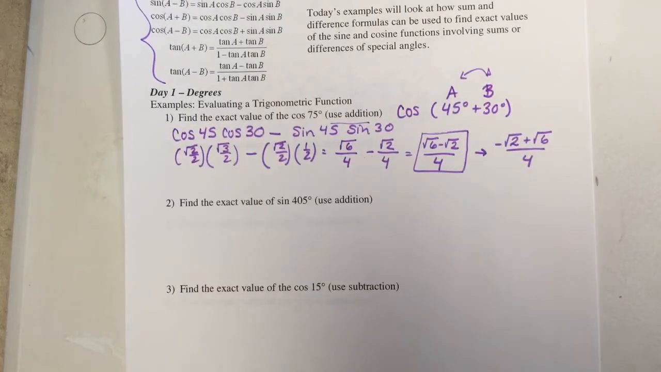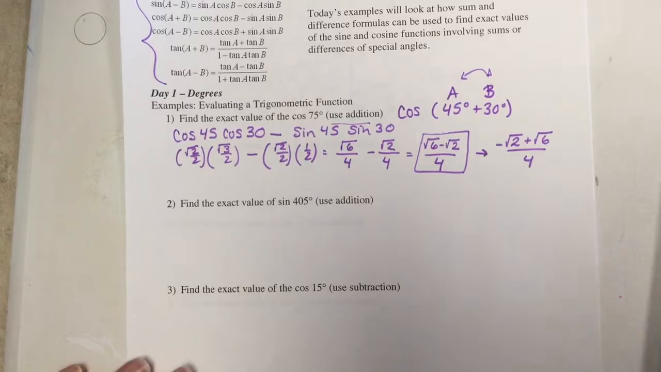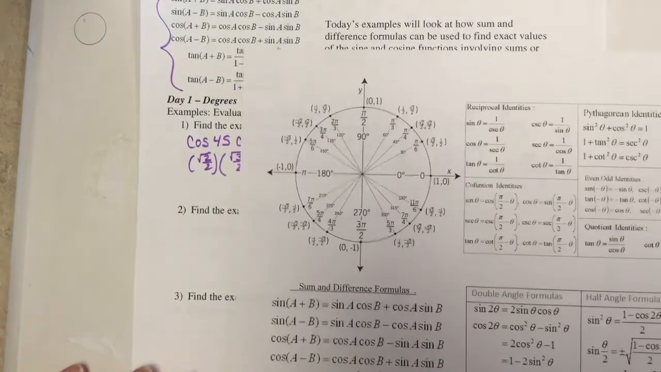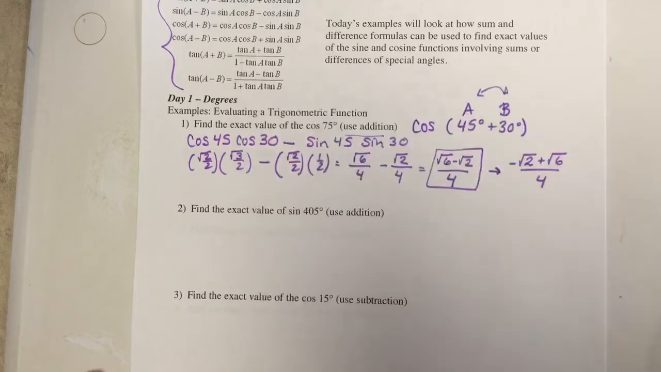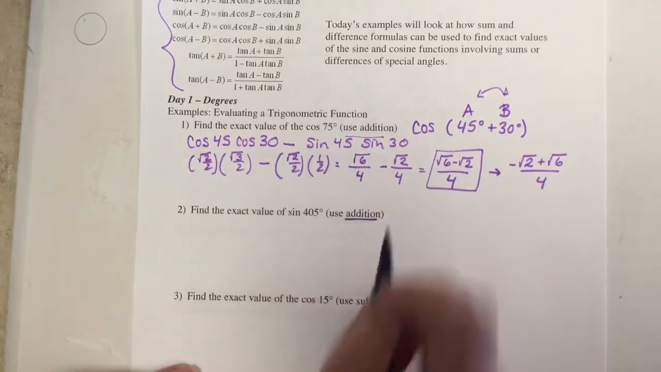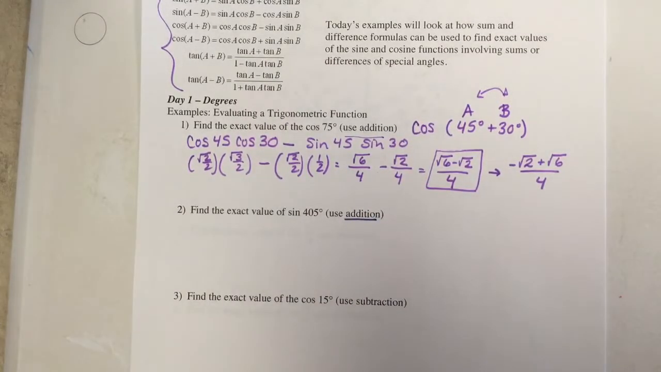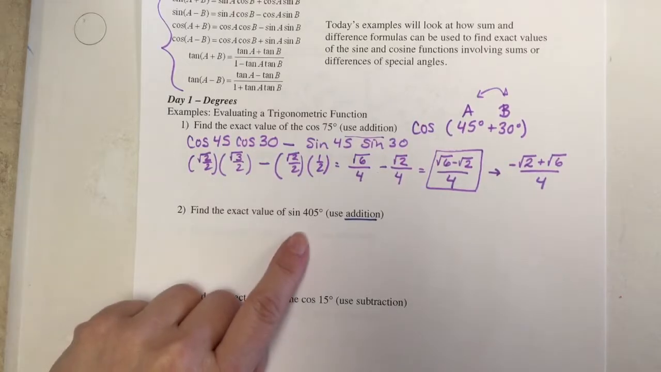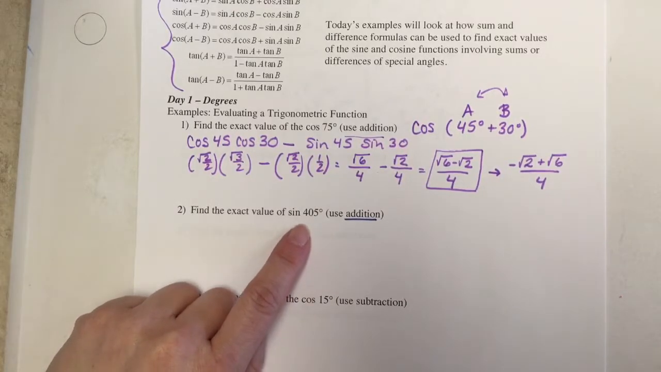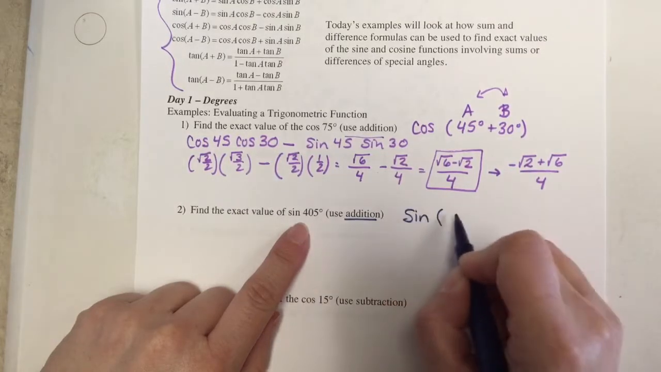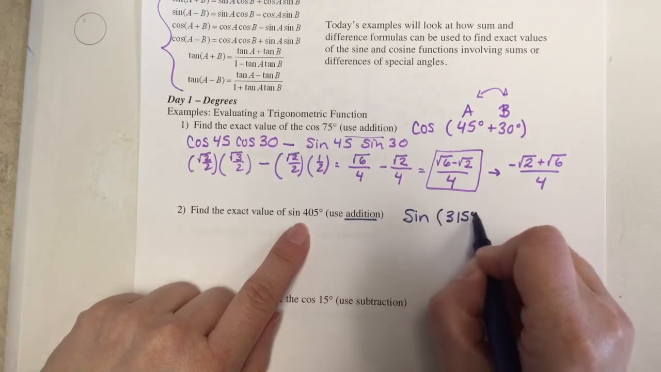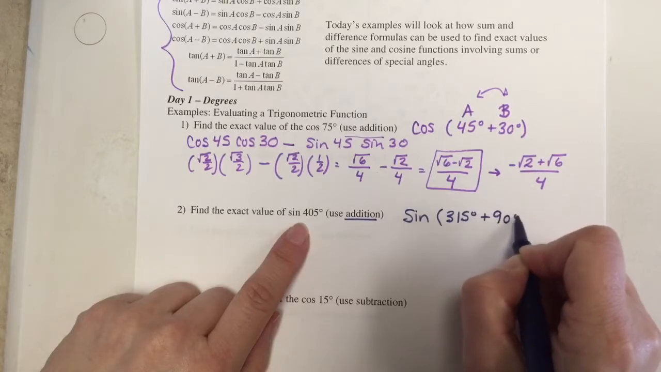Okay, let's go ahead and try another one. Let's try the sine of 405. So again, you're really excited and you're like, hey, 405. Oh, the unit circle only goes up to 360. Bummer. So what we're going to have to do is use addition. We want to find two values that are on the unit circle that I can add up to get 405. So I'm going to say, well, let's take the sine of 315 degrees plus 90.